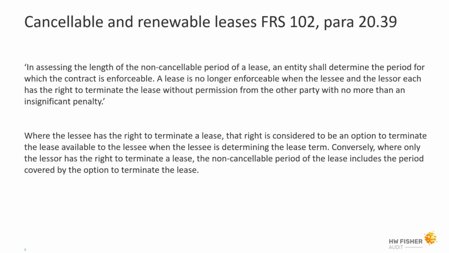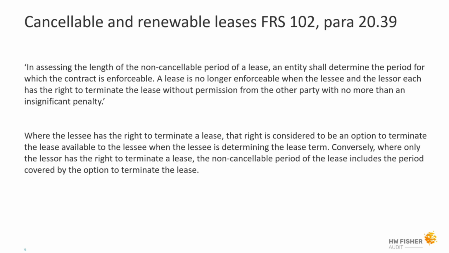So section 20 does talk to this. In assessing the length of the non-cancelable period, an entity shall determine the period for which the contract is enforceable. A lease is no longer enforceable when the lessee and the lessor each has the right to terminate the lease without permission from the other party, with no more than an insignificant penalty. So coming back to that penalty idea, is it economical to get out of the lease? How would it look? So it does talk to that.